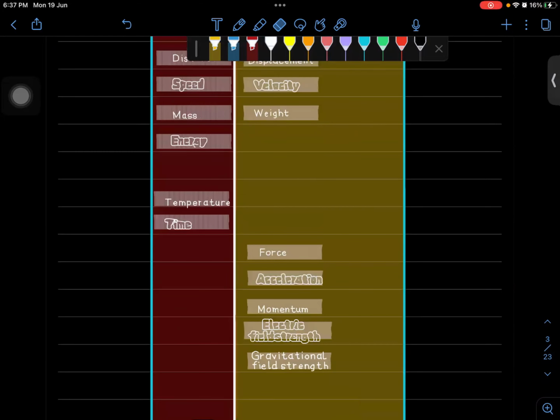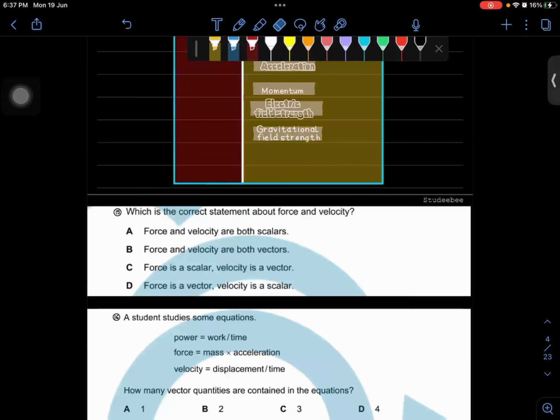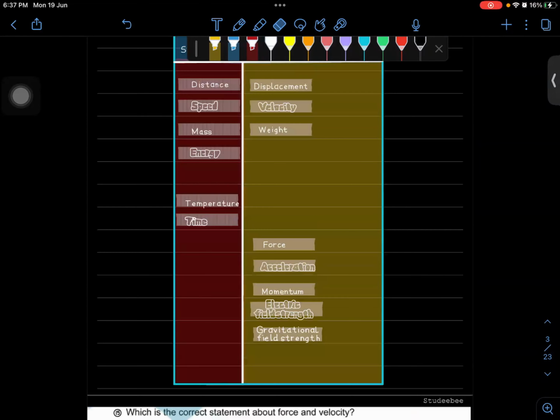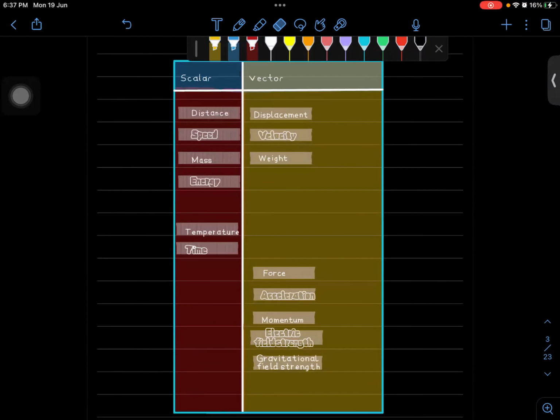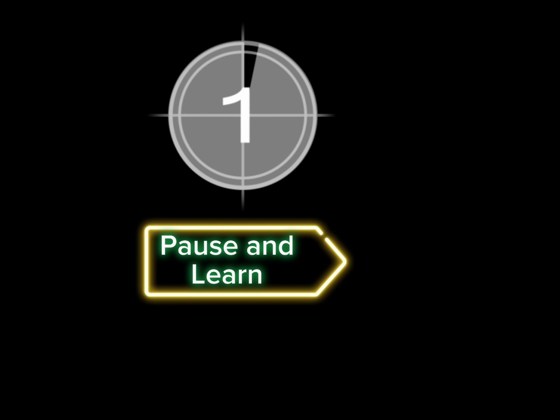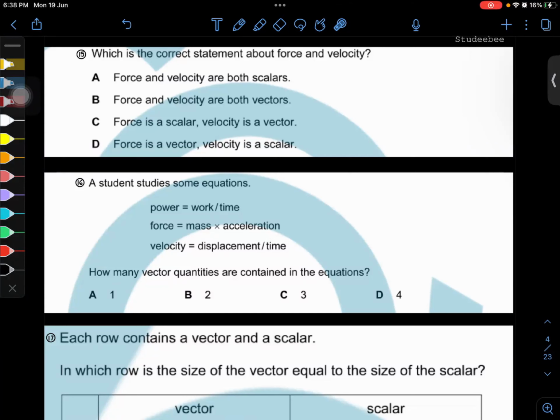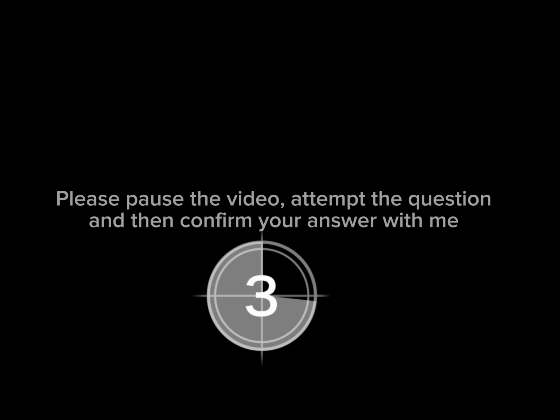So I want you guys to take a minute and just try to memorize these terms, like which of these are scalars and vectors. Kyunki now we have a few practice questions. So take a minute and revise this table. Let's move on to the questions. What is the correct statement about force and velocity?